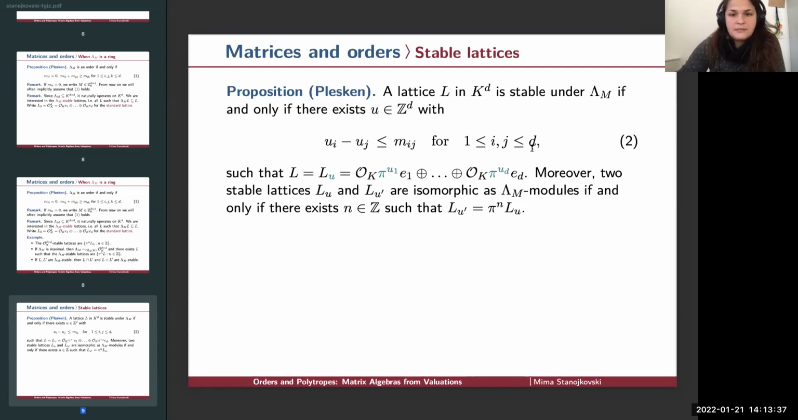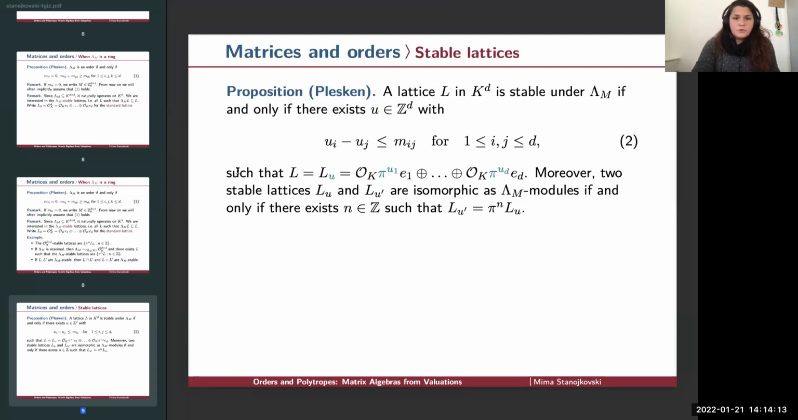And how do these vectors parameterize these lattices? Well, we can define a lattice L_u for each u, starting from the standard basis and then allowing shifts by the uniformizer to the power of the entries of the vector. And this is everything we can do. So this inequality describes all the possibilities for the stable lattices. As you see, this is very combinatorial.